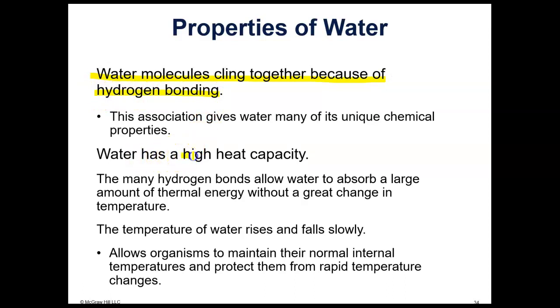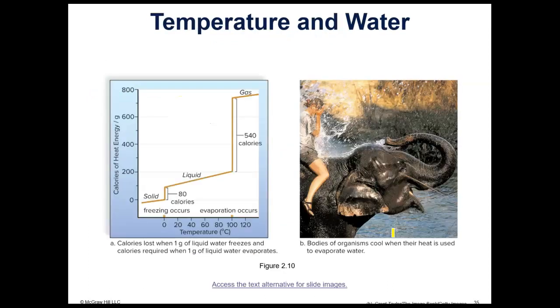Hydrogen bonding gives water a high heat capacity. That means it takes a lot of energy to change the temperature of water. If you notice how long it takes to boil water versus how long it takes the pan to get hot, that gives you an example. The temperature of water rises and falls very slowly, and that helps. Water is a very good liquid to help us maintain our internal body temperature and keep it from changing. That's why we're composed of so much water. So water has a high heat capacity.